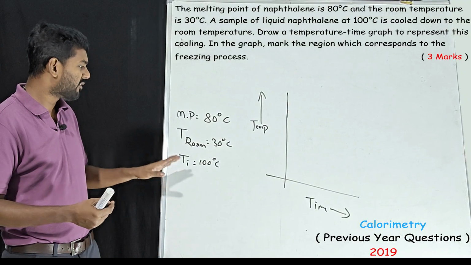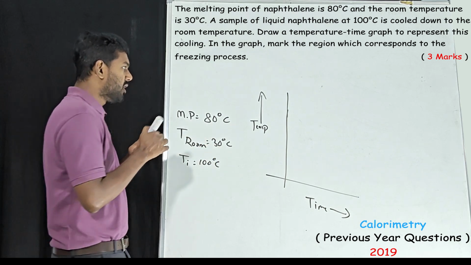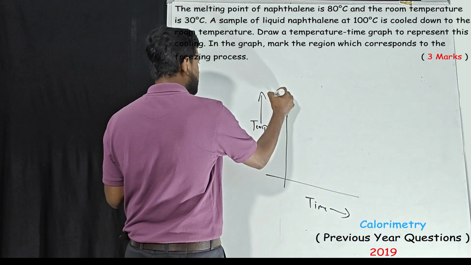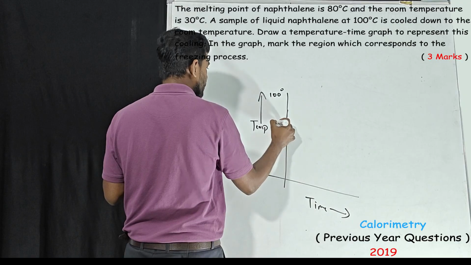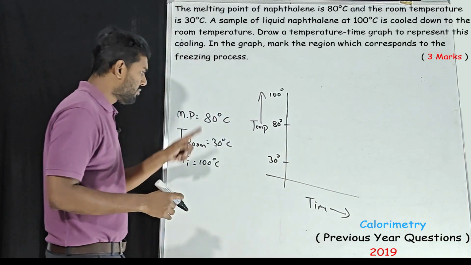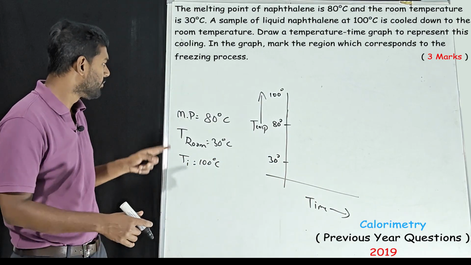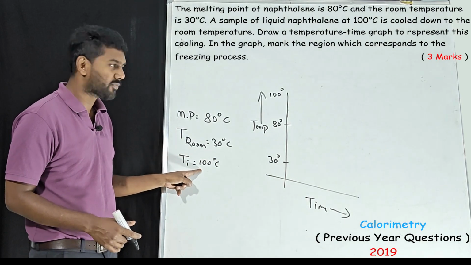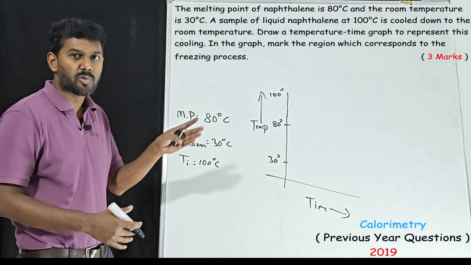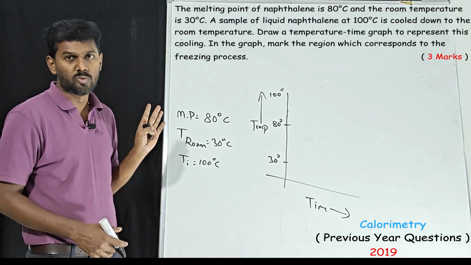They have given 3 temperatures: 100 degrees, 30 degrees, 80 degrees. We know temperature increases upward, so this is 100 degrees, somewhere here 80 degrees, and here 30 degrees. Marking is done. We don't have to mention the time. Initially it is at 100 degrees. It is cooled down and brought to the freezing point. After the freezing point, it comes to room temperature.